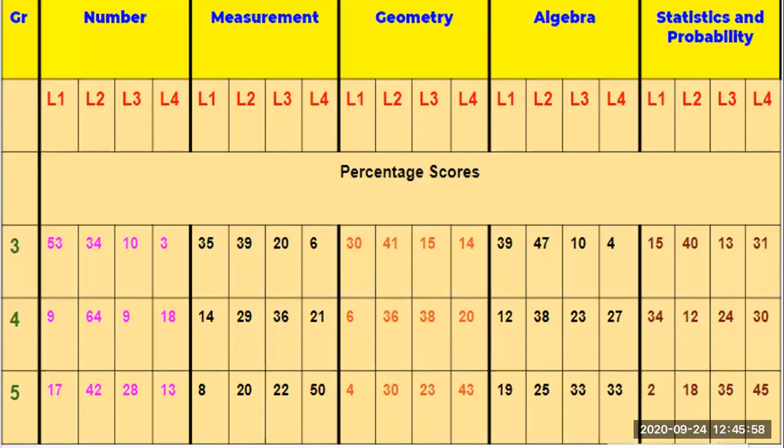For question 2, which strand showed the lowest performance across all the grades, 56% of persons said the number strand showed the lowest performance. We have 14% saying measurement, 8% saying algebra, 11% saying statistics. So let us look back at the data set and see.